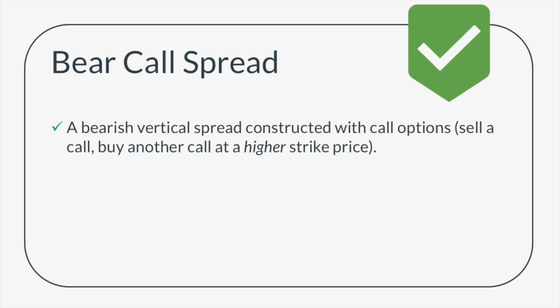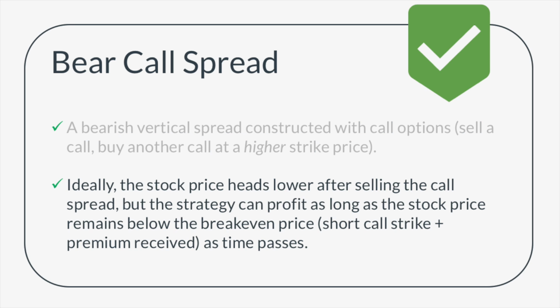Well, that wraps up the video on the bear call spread. So to quickly recap, a bear call spread is a bearish vertical spread constructed with call options. Now you're going to sell a call option and buy another call option at a higher strike price in the same expiration cycle. Now, as we've just seen in the previous example, right after you sell a call spread, the ideal thing to happen is that the stock price heads lower because that spread will lose value, which will generate profits for you as the seller of that spread. However, the strategy can still profit as long as the stock price remains below the break-even price as time passes.